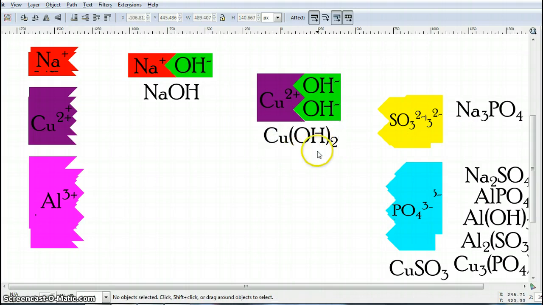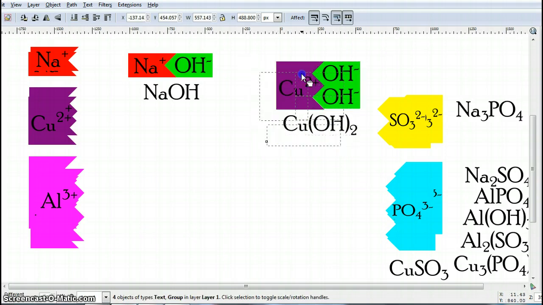Notice the parentheses that I drew. The parentheses indicate that I need two of these OH groupings. If the parentheses were left out, it would indicate that I needed a Cu, one O, and two H's, and it would be misleading, and whoever was reading this formula would read it incorrectly. So the parentheses are put there so that when you read it, you realize that the O and the H are meant to be together, and that you have more than one of them. Over here, I did not include the parentheses in sodium hydroxide because it is assumed that if there are no parentheses, we just have one of those guys. So this guy is NaOH, sodium hydroxide. This is copper 2 hydroxide.